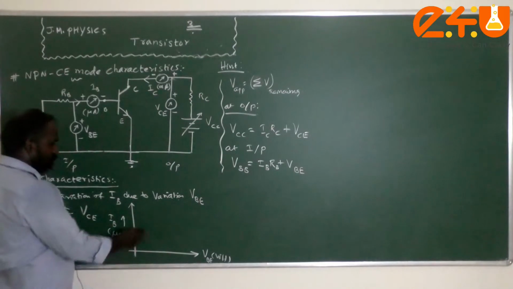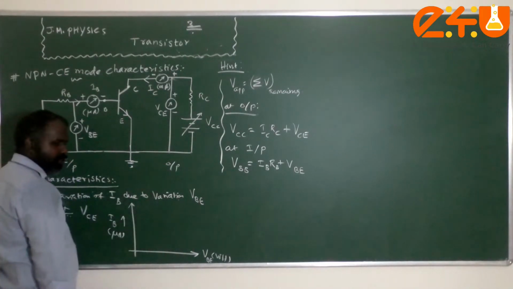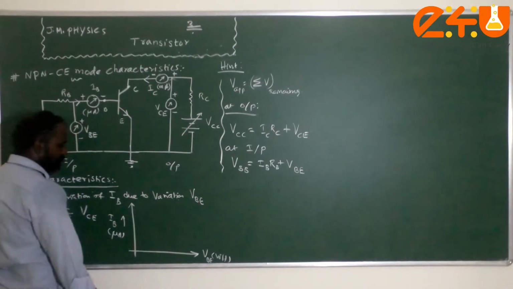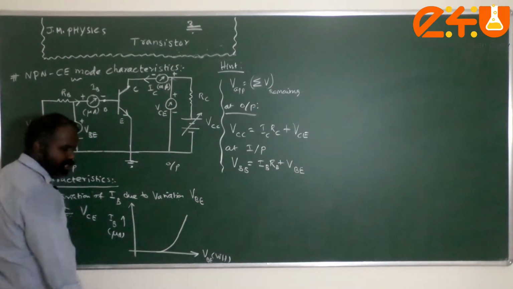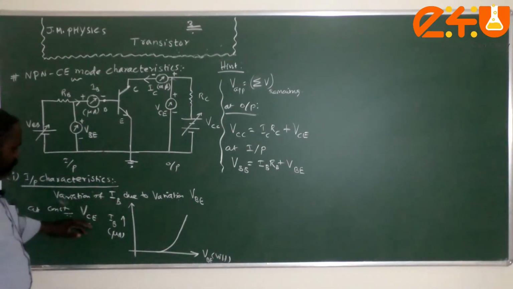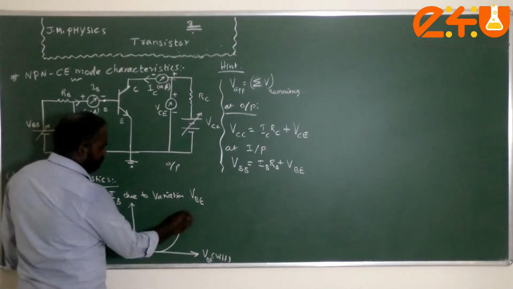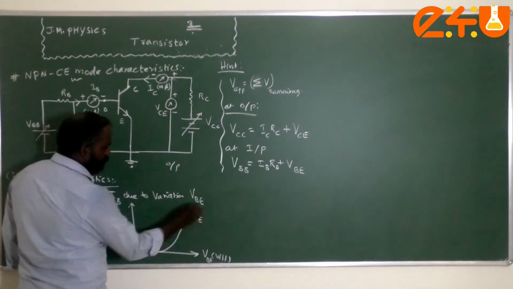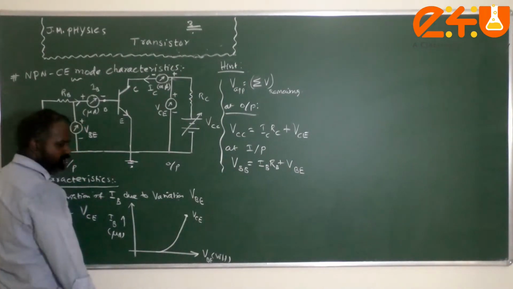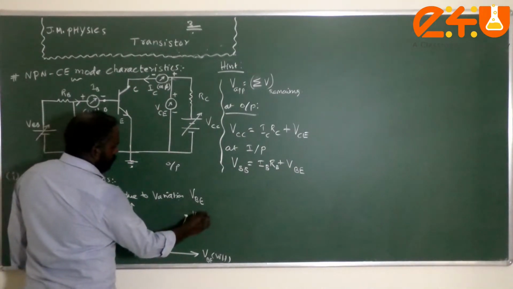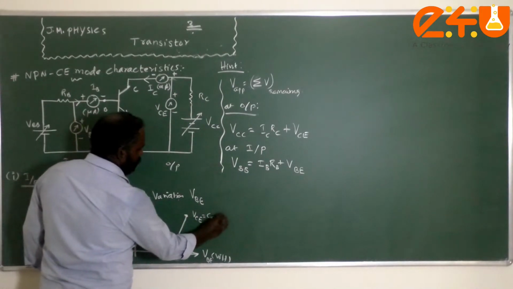This graph is very similar to the input forward bias characteristics of the junction diode. Up to here, the graph will look like this. Since we are doing this at a constant output voltage, VCE, if you are writing anything like this, that value is maintained as a constant. So VCE has to be a constant here.